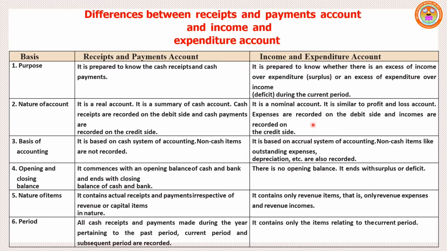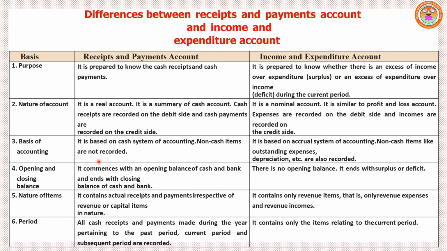Whereas income and expenditure account is a nominal account in nature. Debit all the expenses and losses, credit the income and gain. So it is nothing but a profit and loss account. All the expenses and losses are recorded on the debit side, and all the income and the gain will be recorded on the credit side.